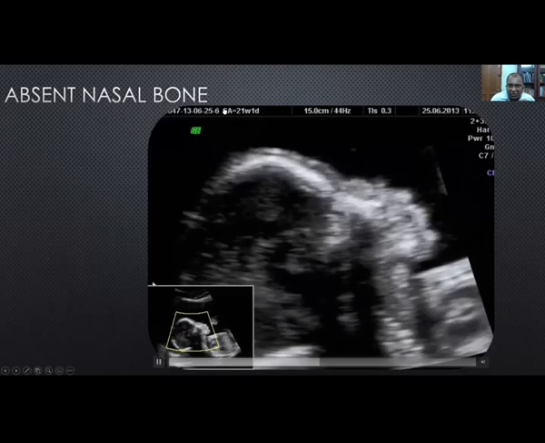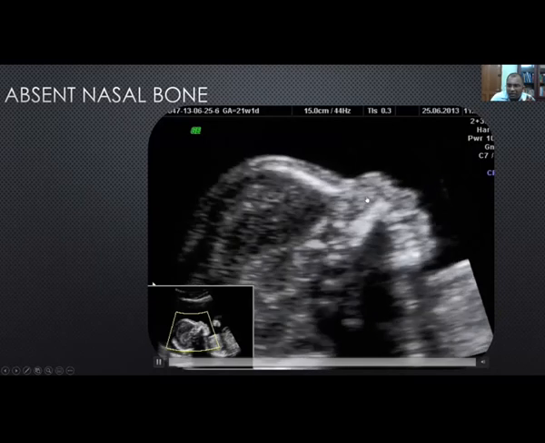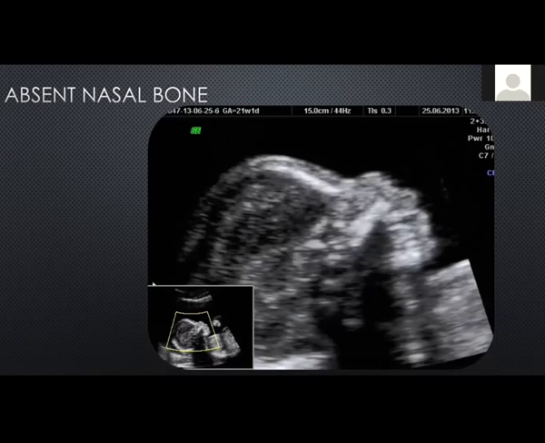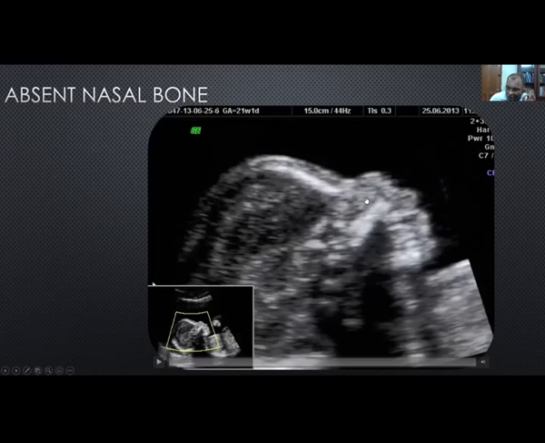Absent nasal bone. As you can see here, this is a 20-week scan. Absent nasal bone in a Caucasian, white population is normally seen in up to 0.3% of euploid fetuses, but in more than 60% of Down's fetuses. In our Indian scenario, because of ethnicity, absent nasal bone is slightly more common, 0.3 to 1%, though we don't have robust figures for that.